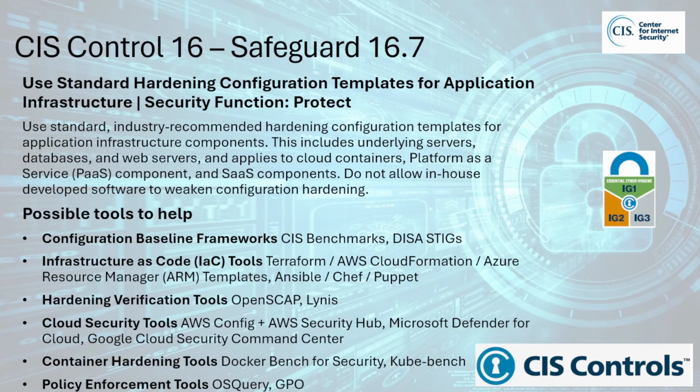Possible tools to help include configuration baseline frameworks with tools such as CIS benchmarks, DISA STIGs, which is the Security Technical Implementation Guides, Infrastructure as Code or IaC tools such as Terraform, AWS CloudFormation, Azure Resource Manager templates, Ansible, Chef, Puppet, hardening verification tools such as OpenSCAP and Lynis, cloud security tools such as AWS Config plus AWS Security Hub, Microsoft Defender for Cloud, Google Cloud Security Command Center, container hardening tools such as Docker Bench for Security, Kube-bench for Kubernetes, and policy enforcement tools such as OSQuery and Group Policy Objects.